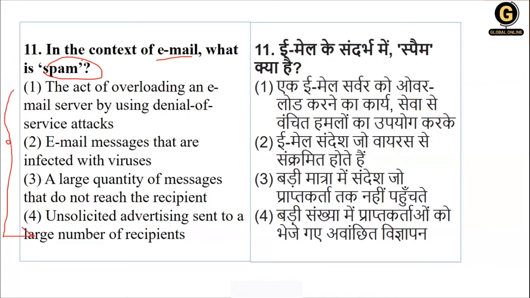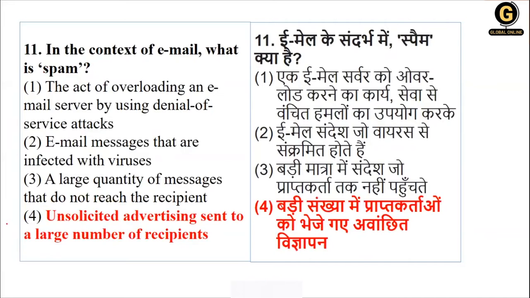So if you know what spam is, this question is very easy. Spam is nothing but a message or a mail which we didn't ask for, but still it falls in our mailbox. So the ones we don't ask for still come to us. For such a type, if we use one word, it is called unsolicited advertising, which we do not need, but still it gets into our mailbox. So spam is what? Unsolicited advertising sent to a large number of recipients. So option number 4 is the right answer.